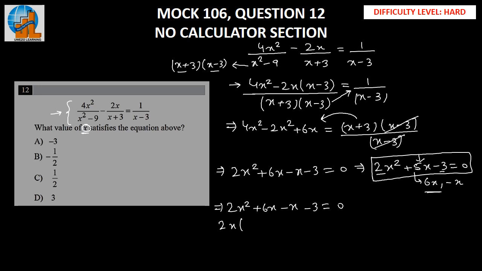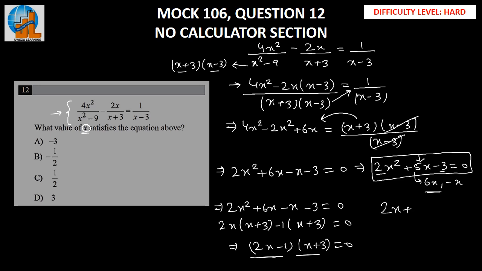So we can take 2x common here, which would be x plus 3. We can take minus 1 common here, which would be x plus 3 equal to 0, which will give us (2x minus 1) into (x plus 3) is equal to 0. Now either 2x minus 1 is 0 or x plus 3 is 0. So let's take 2x minus 1 is equal to 0, which implies x is equal to 1 by 2, or x plus 3 is equal to 0, which implies x has to be minus 3.